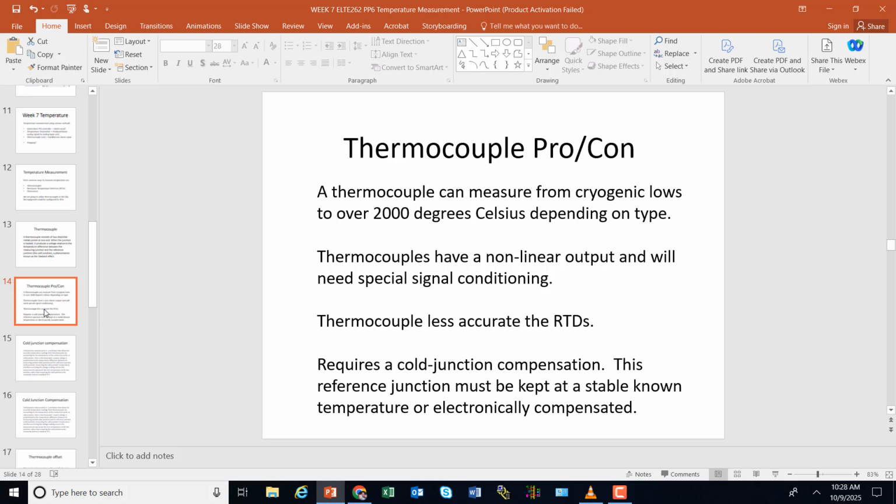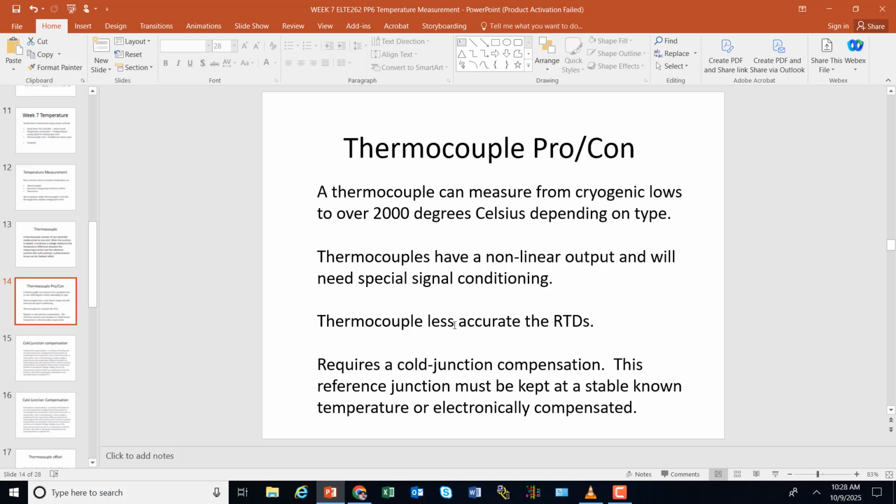A thermocouple can measure really low temperatures to over 2,000 degrees Celsius, depending on the type. That is a pro: they have a really broad range. We'll be using J and K types. Thermocouples have nonlinear output, which means we need special signal conditioning. We just can't hook these into an analog input card. That's why we're using a temperature transmitter in one case, a PID controller in another, and the third way is an analog card that's smart enough to know how these work.